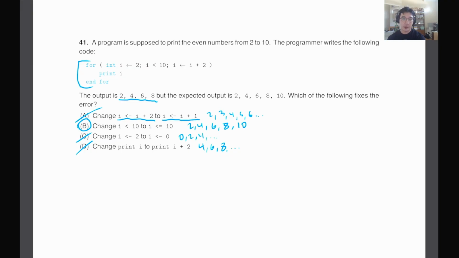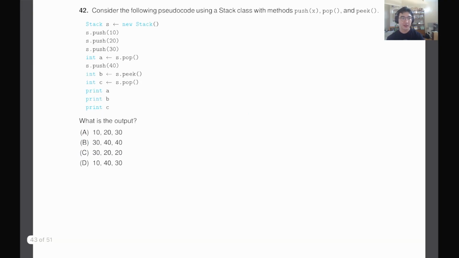All right, that is question 41. Question 42. Consider the following pseudocode using a stack class with methods push, pop, and peek. We have a bunch of code. What is the output? So let's go ahead and number our code, and let's just go through it line by line.